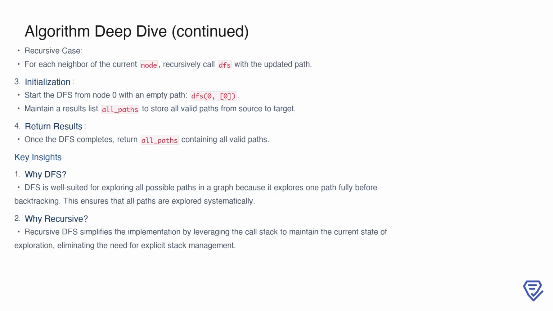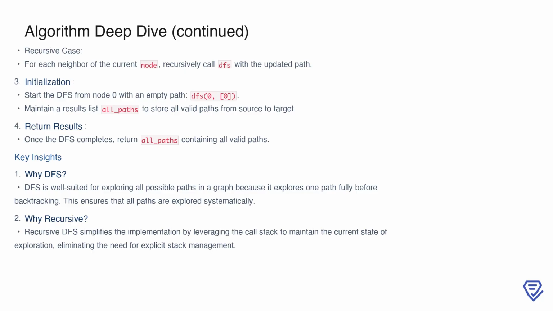In the recursive case of the DFS function, we iterate through all neighbors of the current node. For each neighbor, the function is called recursively with the updated path, ensuring that all edges leading out from the current node are explored. The initialization step starts the DFS from the source node, node 0, with an initial path containing just this node. A results list, called all_paths, is initialized to store all valid paths from the source to the target. Once the DFS completes, we return this results list.